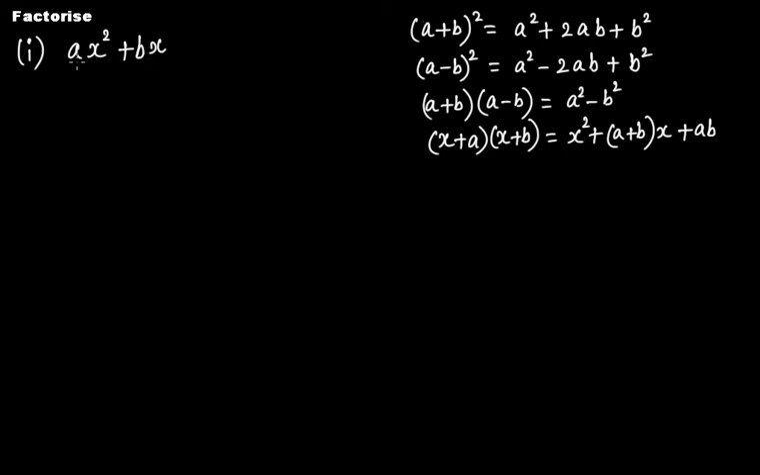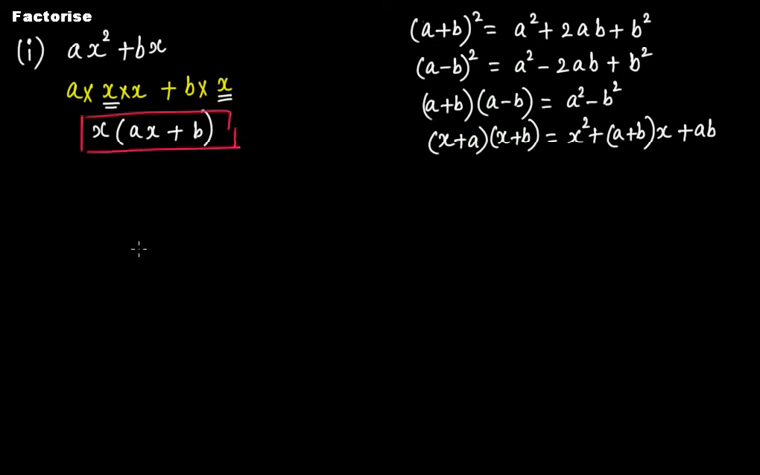Now if you look carefully, it's actually a multiplied by x multiplied by x, then plus b multiplied by x. Right, now this x here and this x here is a common factor in these two terms. Take this common factor outside of the bracket and write it as x multiplied by ax plus b. This is the factorization of this algebraic expression.